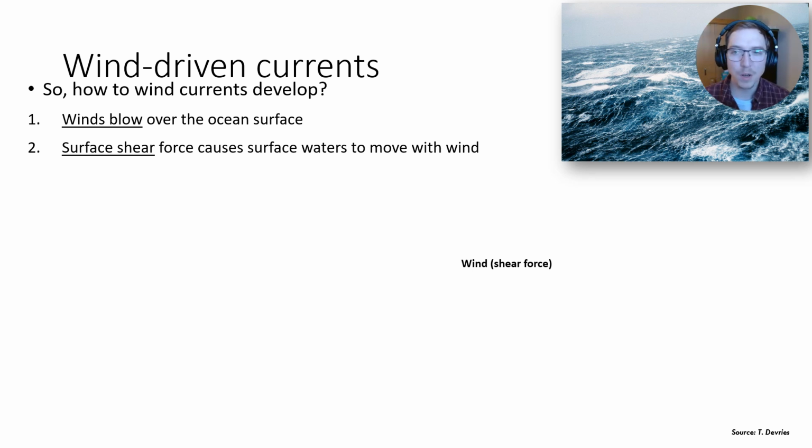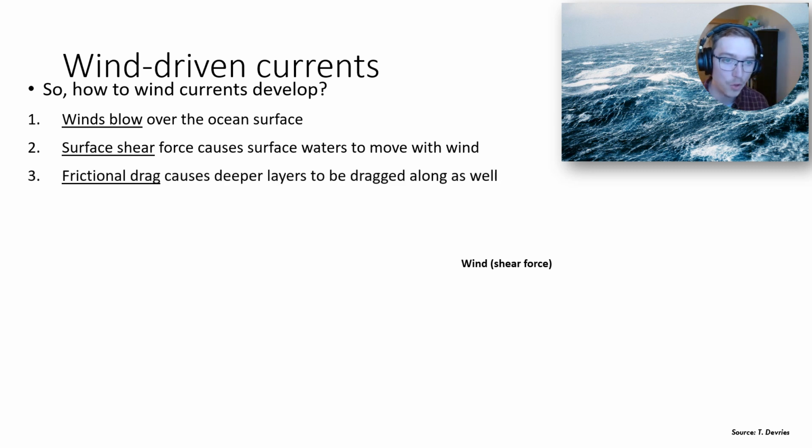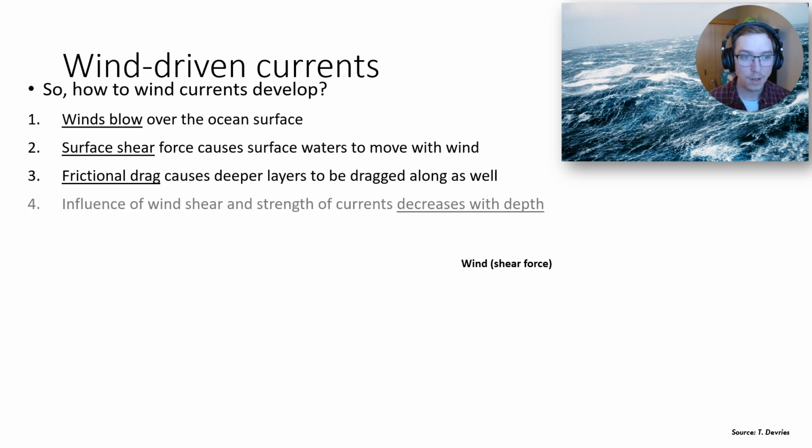So how do wind currents develop? Well, wind is blowing over the ocean surface. That surface shear force causes surface waters to move with the wind. There's a frictional drag that causes deeper layers to be dragged along as well.